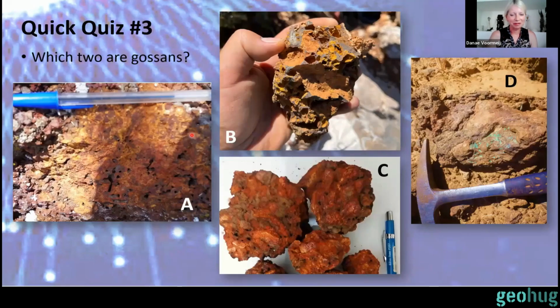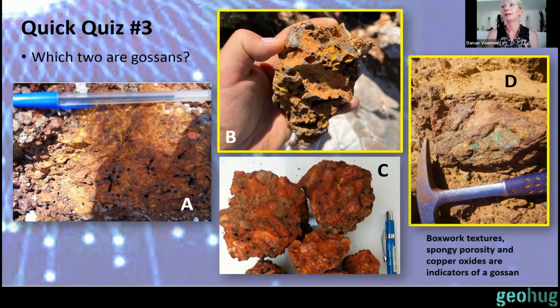Quick quiz. I hope everybody's ready. That was really fast, but you know, keep you on your toes. Which two are the gossans? Ready? Boxwork textures, lots of porosity, copper oxides. These are all indicators of a gossan. And yes, there's some porosity here, but you won't see the little cubes inside.